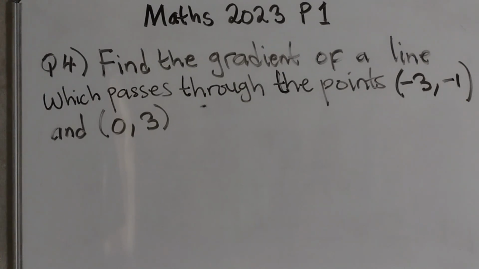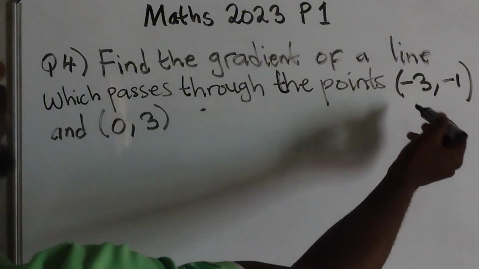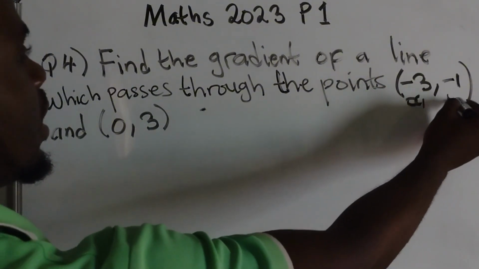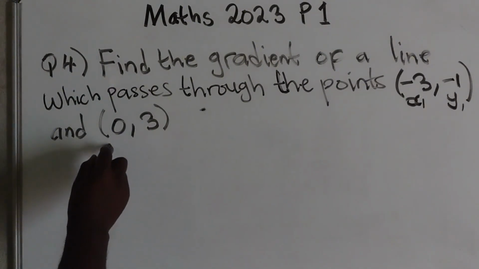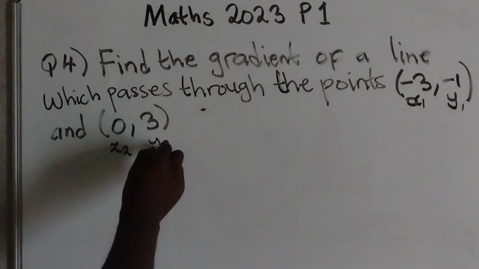We now come to question 4. Question 4 is coming from coordinate geometry, finding the gradient of the line. The question reads: find the gradient of a line which passes through the points -3, -1 and 0, 3. Just take note of the points that you have been given. The first point is -3, -1, so this is your x1 and this is your y1. Then the second point is 0, 3, so this is your x2 and this is your y2.